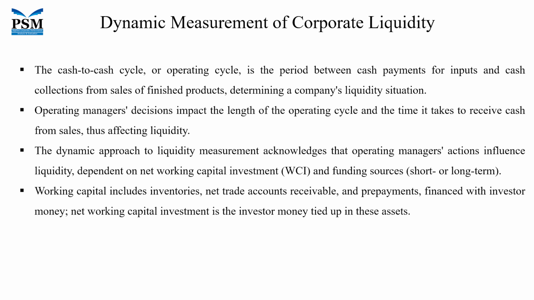Now that length, the cash-to-cash cycle, sometimes called the operating cycle, is determined by the decisions of the operating managers, marketing managers, production managers, purchasing managers. And that cycle also determines the working capital amount that the company holds. Now, in the dynamic measurement of corporate liquidity, we have to establish the length of the cash operating cycle, the working capital amount, and the sources of funding.